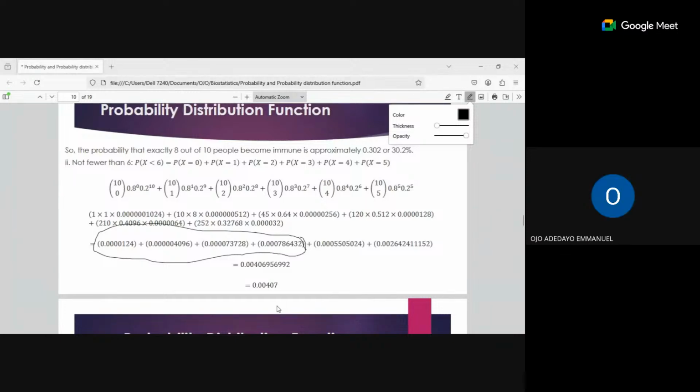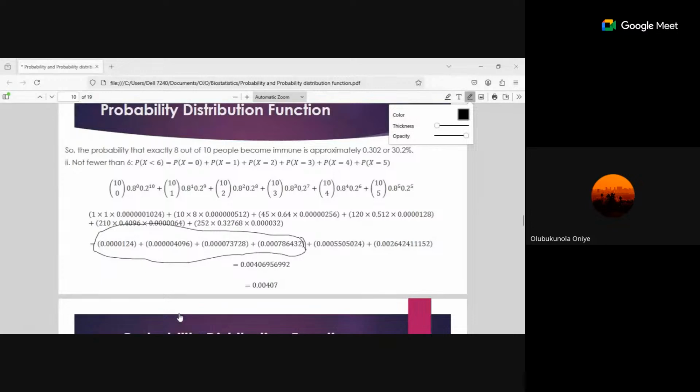So, sir, you can ask your question now, please. From your explanation, with reference to that second question, it says at least 6 will be immune. So let's say the question states that at least 5 will be immune. That means we'll take it from 5 downwards to 0. Wait, at least 5. You will not take it from 5 down, no, sorry, less than 6. Yes, I meant less than 6.